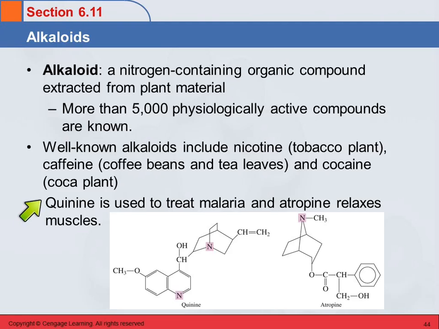Quinine comes, your book says what it comes from. It comes from a plant. This is quinine. Quinine is used to treat malaria. Atropine is another alkaloid, and this is used to relax muscles, oftentimes before surgery.